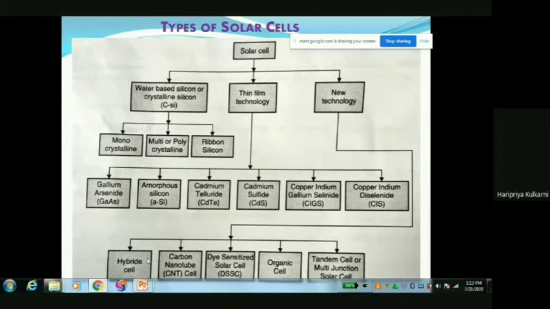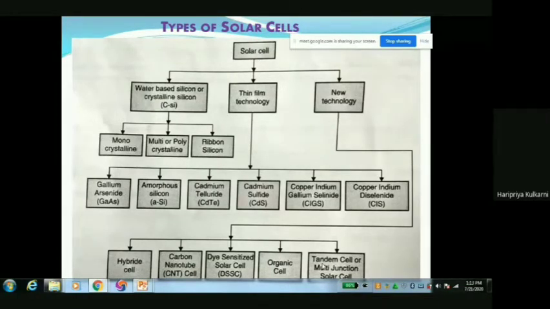hybrid cell. It could be CNT, carbon nanotube cell, or it can be DSSC, which is dye sensitized solar cell. It could be an organic cell or it can be tandem cell or a multi-junction solar cell. To increase the efficiency of the solar cell, new technologies have been developed. Now, one by one, we'll go in detail.